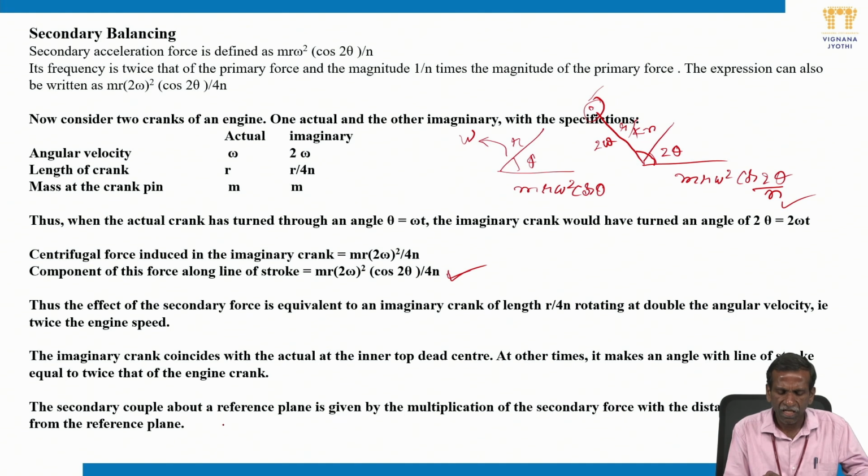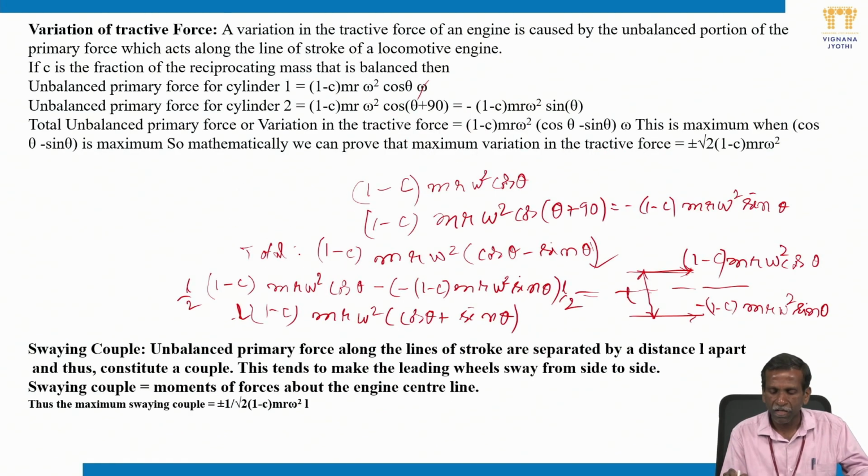So the secondary couple is similar. Two cylinders and a secondary force lead to a secondary couple about a reference plane, that is the center line, given by the multiplication of the secondary force with the distance between them. As for the primary force couple we have written, plus or minus 1 by root 2 times 1 minus c, mr omega square into L. The secondary is similar: the maximum is obtained where r is replaced with r by 4n and omega is replaced with 2 omega, 2 omega whole square. So the secondary couple can also be written with a similar equation.